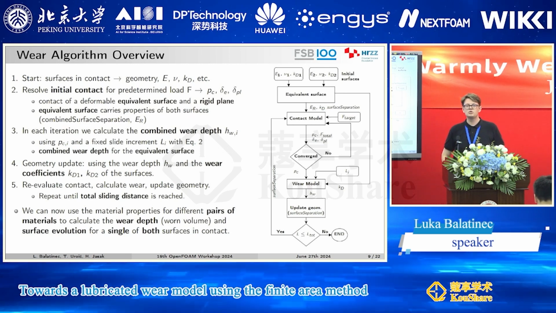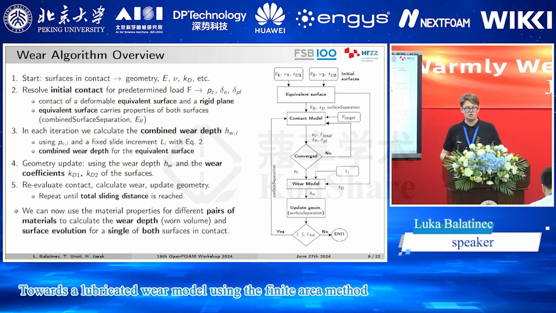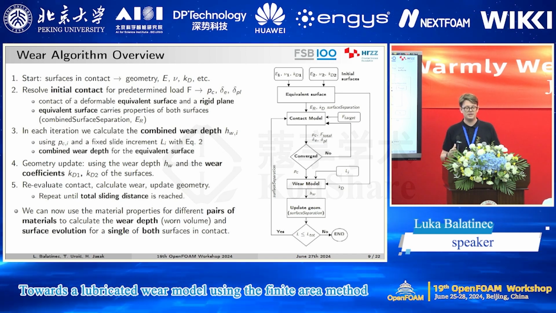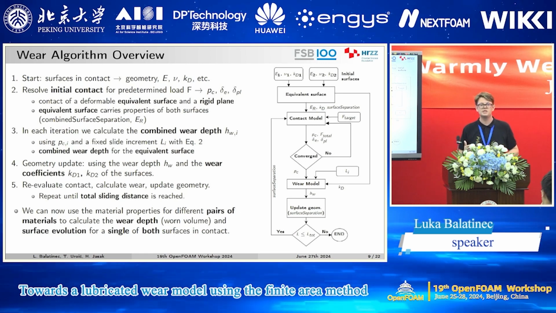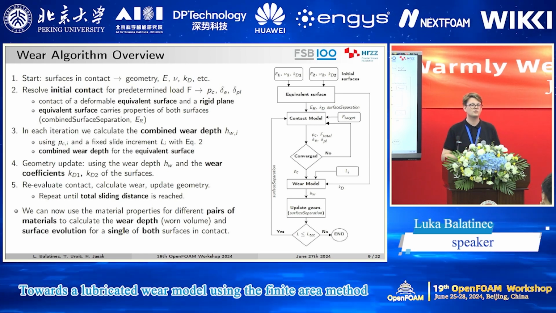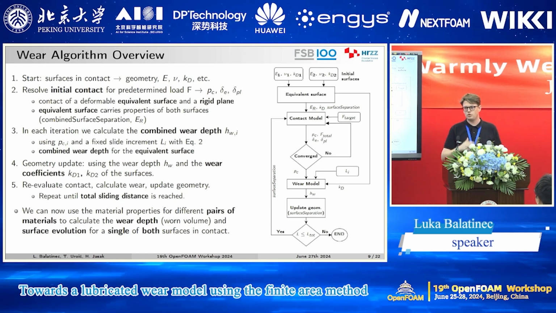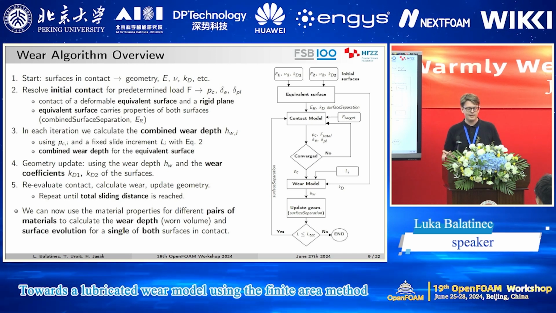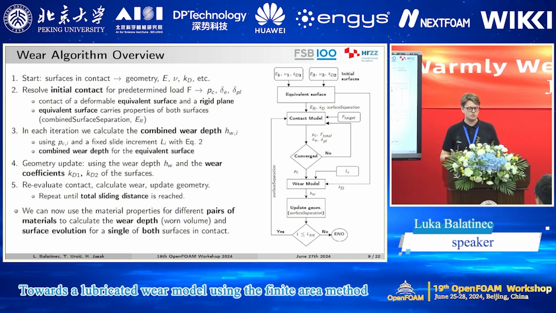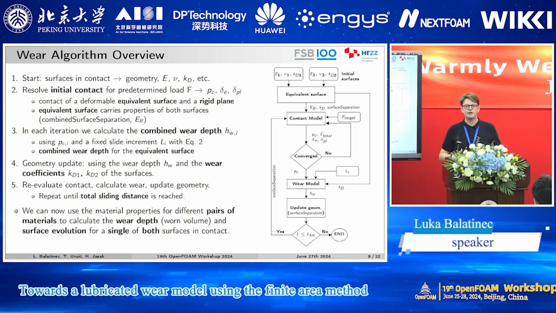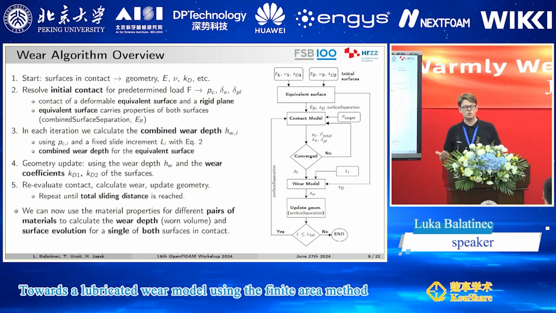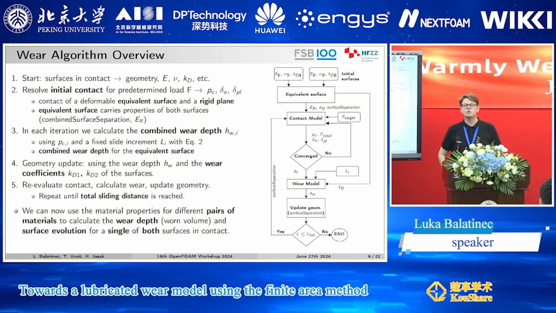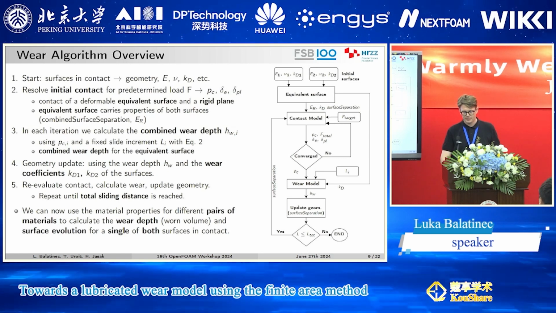After that, we can do the geometry update. So we use the combined wear depth to update the equivalent surface, and we use the dimensional wear coefficient belonging to each of the surfaces to calculate their contributions to the combined wear depth. And then we can repeat the same process. So we re-evaluate the contact, calculate the wear, and lastly, update the geometries. This we can repeat until the total sliding distance is reached.